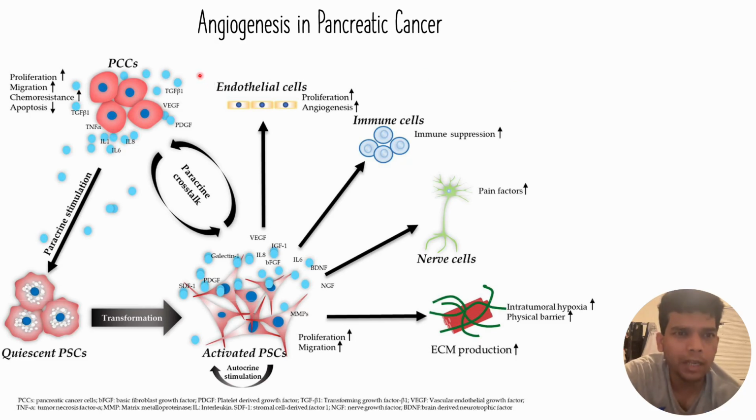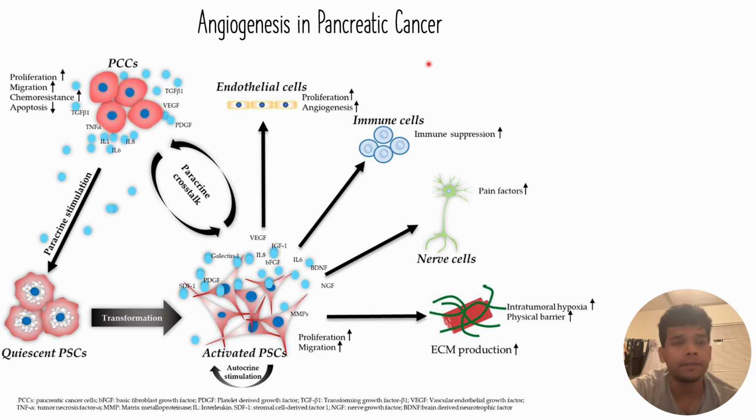In today's video, we will cover angiogenesis in pancreatic cancer. Before moving into the topic, let us first understand what angiogenesis means. Angiogenesis, in normal terms, we can understand as the formation of blood vessels. In most solid tumors, angiogenesis plays an important role in providing the nutrients that are essential for the survival of the tumor cells.